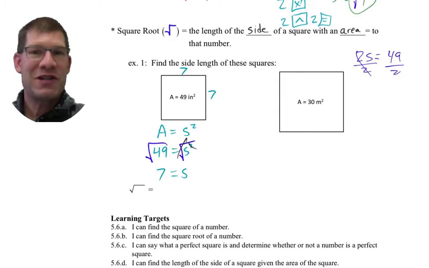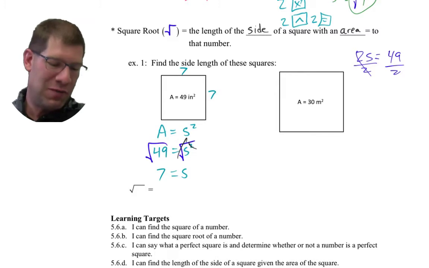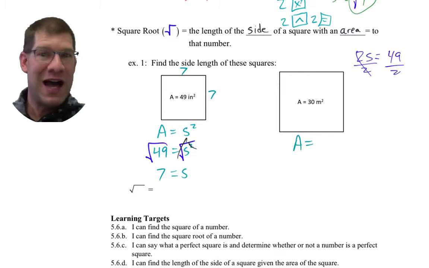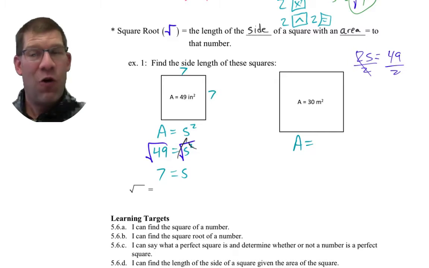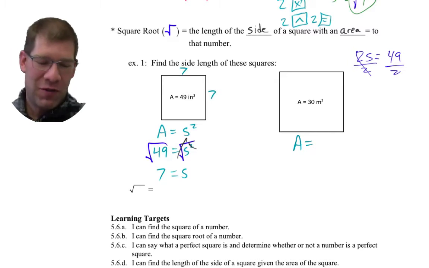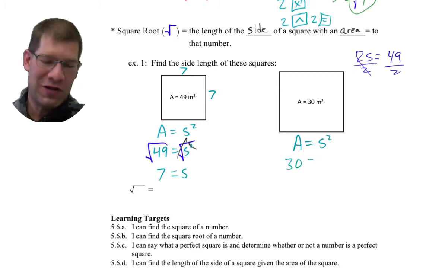We could do the same thing for this next one. It just won't work out quite as pretty because we don't have a perfect square. 30 is not a nice whole number or an integer squared. But we could do the problem the exact same way. The area is going to be s squared. Right? The area we know is 30. So 30 equals s squared.